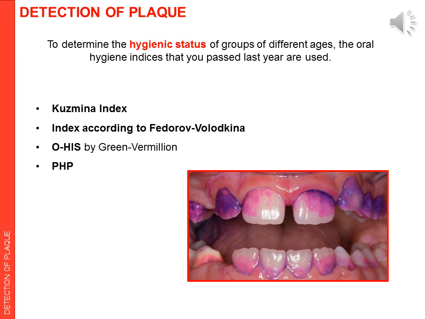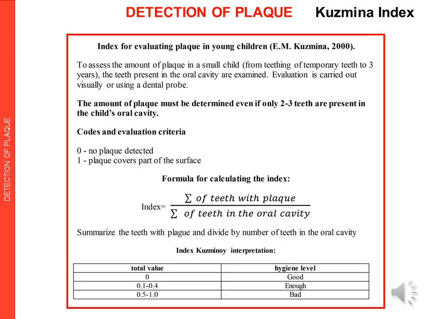To determine the hygienic status of groups of different ages, the oral hygiene indices that you passed last year are used. For repetition, I will tell you briefly again about these indices: Kuzmina, Fedorov-Volodkina, OHI-S, and PHP. Detection of plaque with the help of indices.